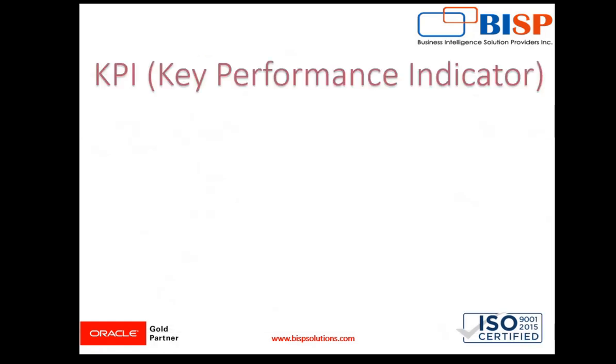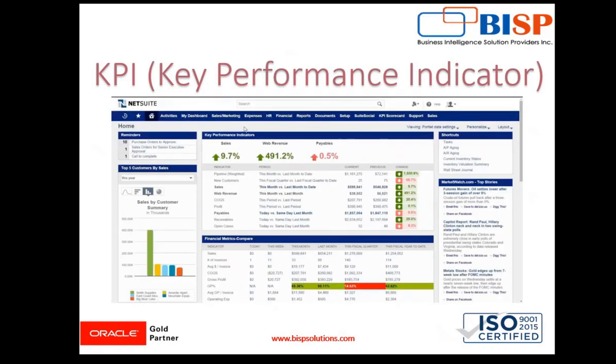Then comes our KPI, which is key performance indicator. KPI is a key performance indicator where we can see real-time data metrics that help businesses analyze their performance against set goals. KPIs are customizable and designed to show critical business data such as revenue, sales trend, and operational efficiencies directly on the user's dashboard.